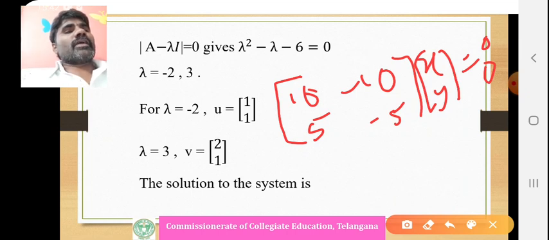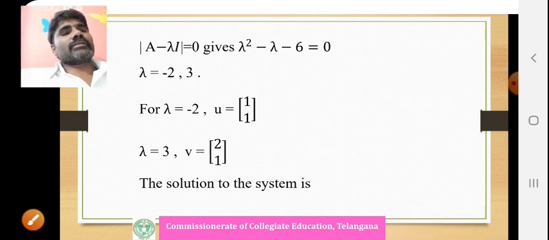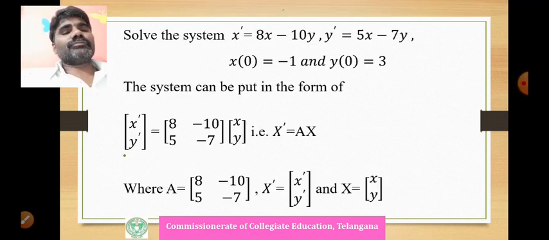Now solving this system, we get 10x minus 10y equals 0, or 5x minus 5y equals 0. That implies x equals y. Therefore, the eigenvector is x equals y, that is 1, 1. This is the eigenvector corresponding to lambda equals minus 2, or 2, 2, or 3, 3, any one we can take. The simplest form we can take is u equals (1, 1). And now another eigenvector, for lambda equals 3.